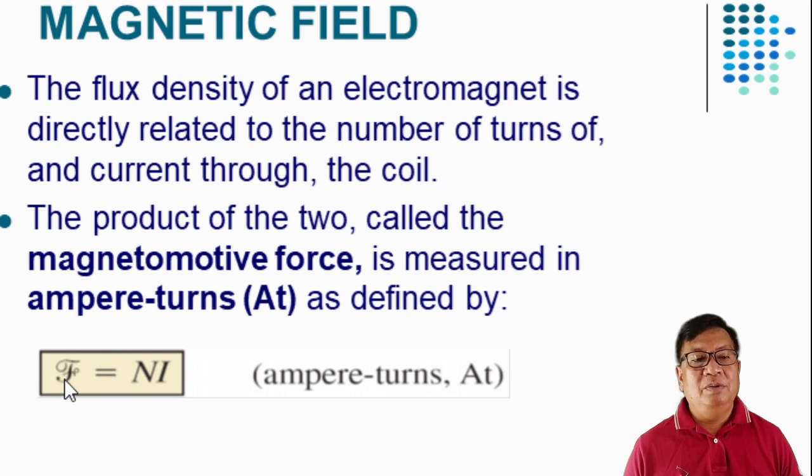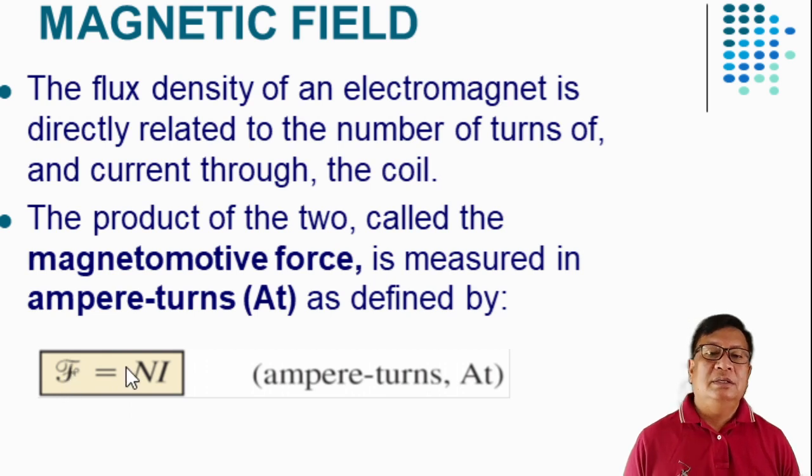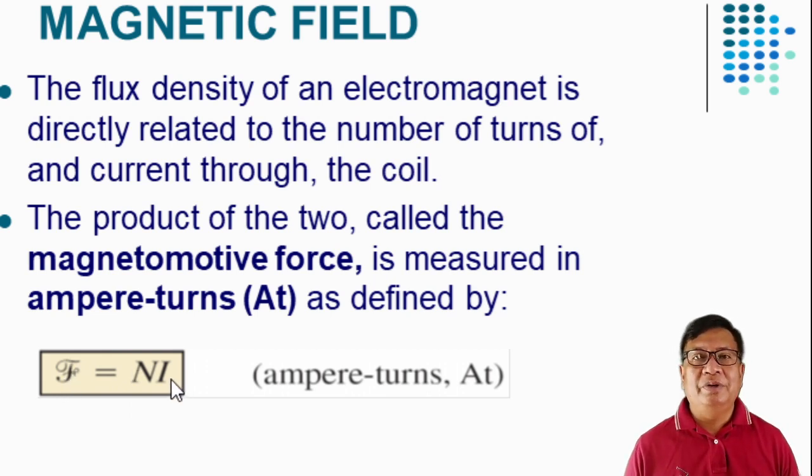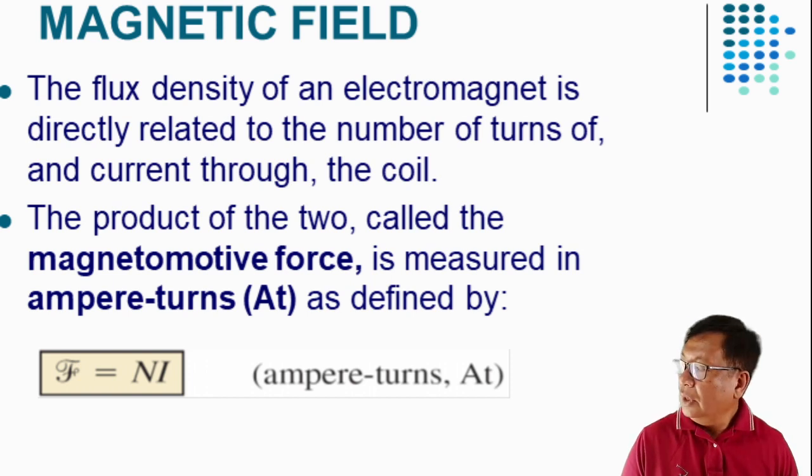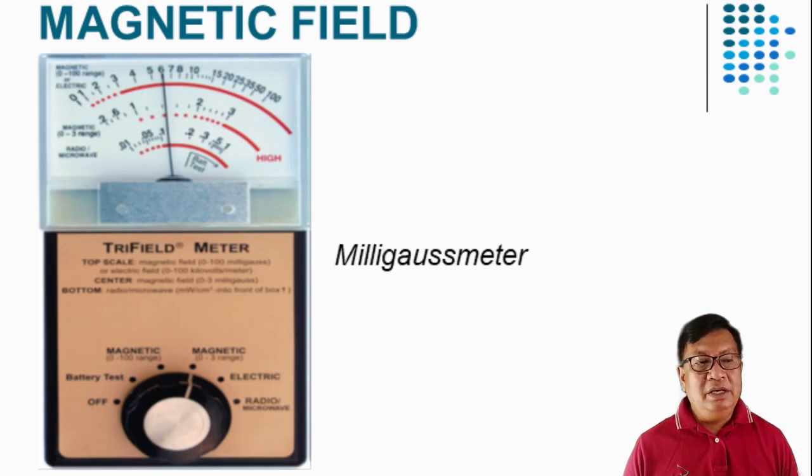So we have this formula, parang F, tsaka it is the product of the number of turns and the current. So the magnetomotive force is equal to the number of turns times the amount of the current, and the unit here is ampere-turns.